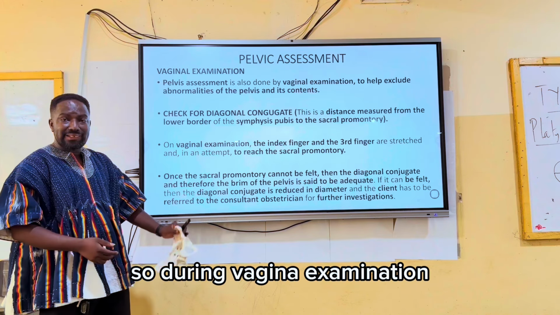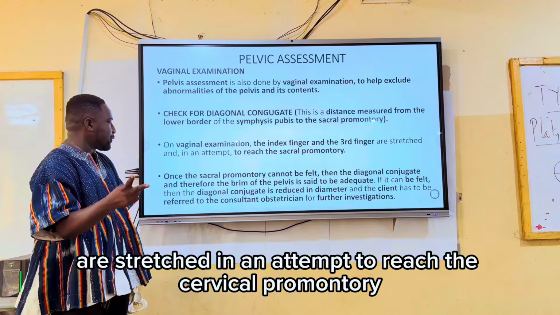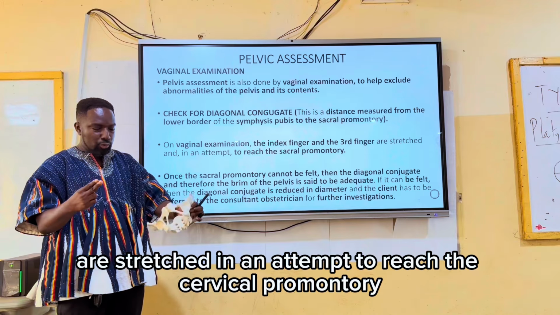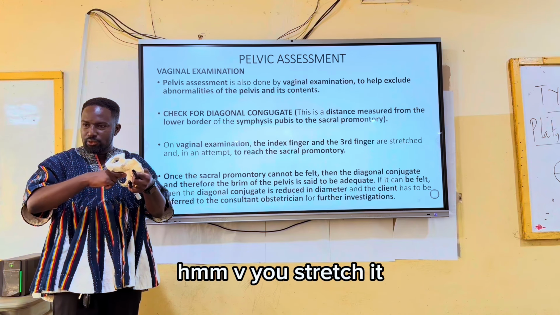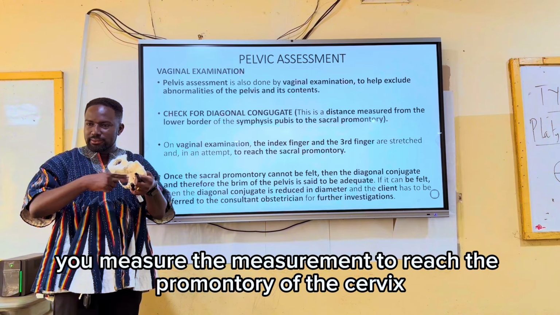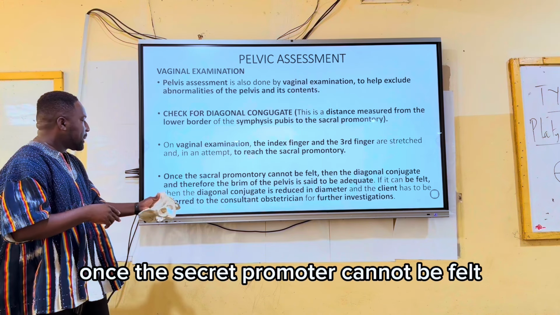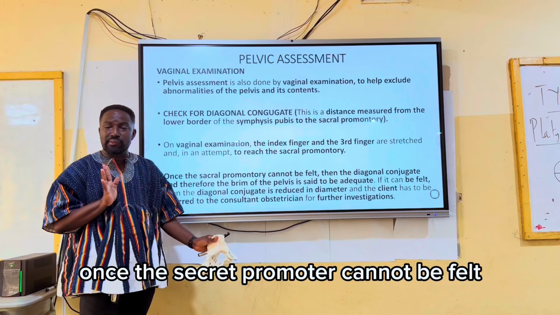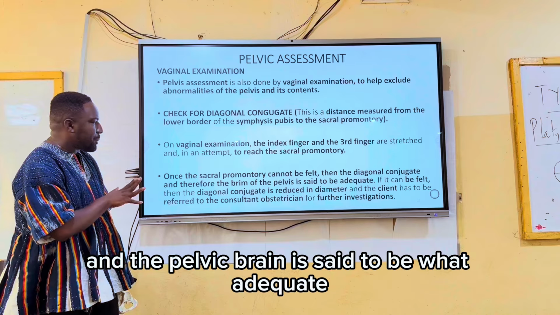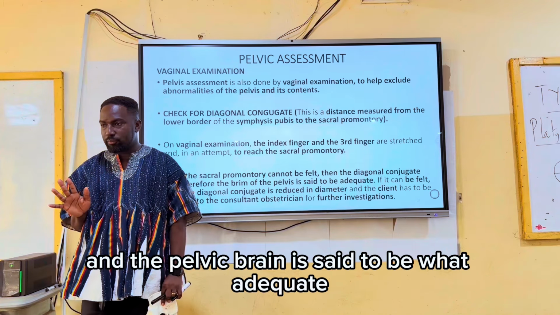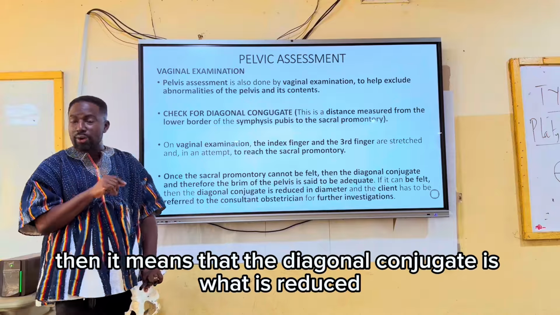So during vaginal examination, the index finger and the third finger, as I showed you, are stretched in an attempt to reach the sacral promontory. You stretch it. You measure the measurement to reach the promontory of the sacrum. Once the sacral promontory cannot be felt, then it means that the diagonal conjugate and the pelvic brim is said to be what? Adequate.